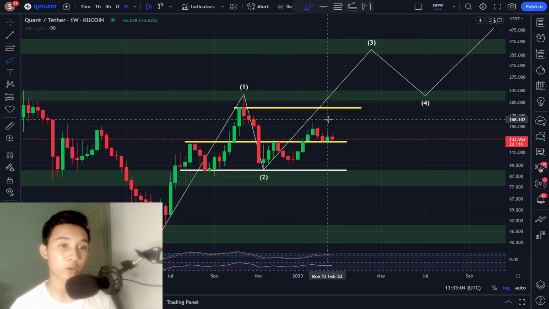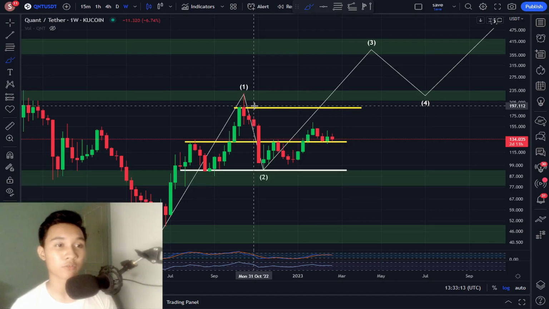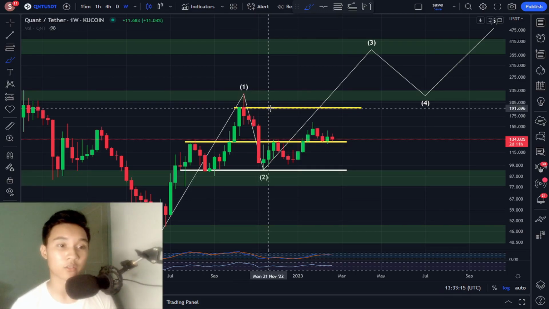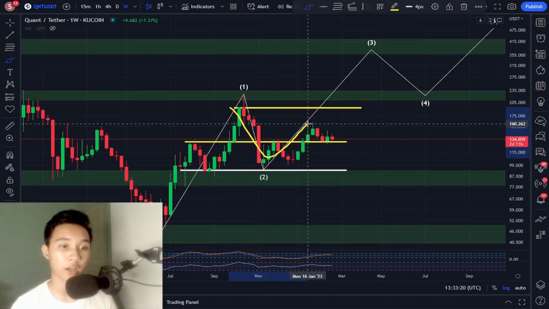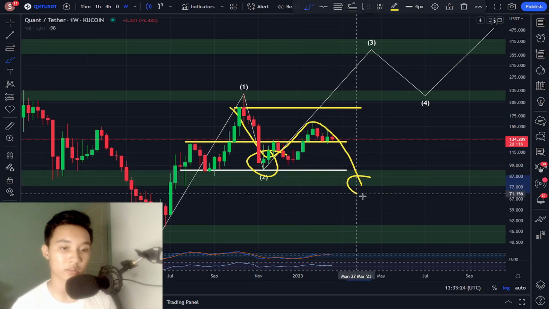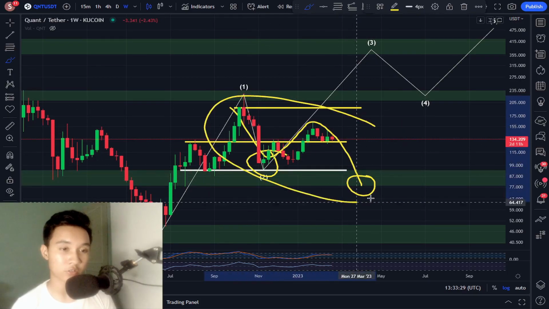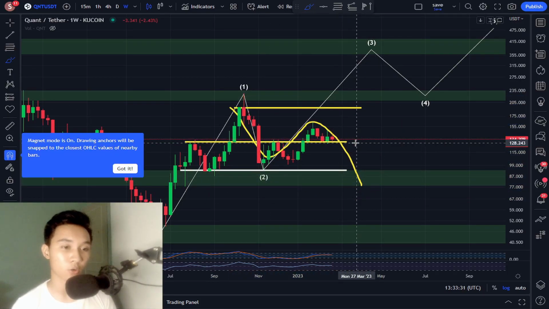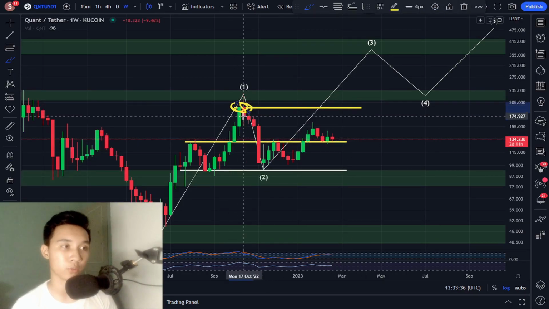So to confirm that we are indeed moving up to $400, we must break the swing high at 192 US dollars. Because if we fail to do so, then I might have to switch to the bearish case, which is that this could be a massive corrective wave to the upside before continuing to the downside, forming a lower low in the weekly time frame. So to dismiss this bearish scenario, we must break above the swing high right here at 192 US dollars.